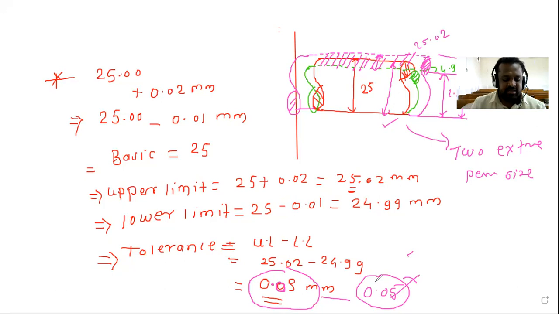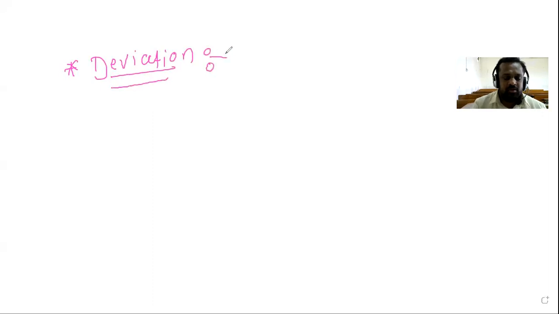Okay, now see here. Now see, again there is another pointer, deviation. Okay, what is meant by the deviation? The next terminology is deviation. The deviation, I'm going to write down here the definition.